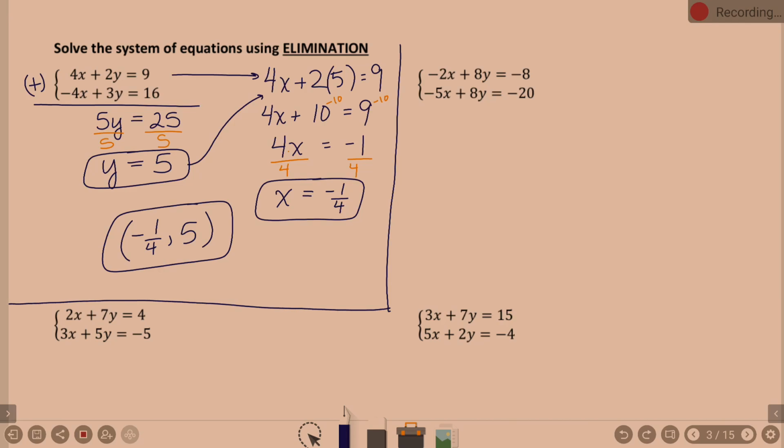Okay, second example. Negative 2x plus 8y equals negative 8. Negative 5x plus 8y equals negative 20. What are your thoughts here? What do you notice? There's the same coefficient of the y. Okay, so they're both 8y's, so we're going to probably want to eliminate the y's, yes? What's the catch? Same sign. They have the same sign, yes?